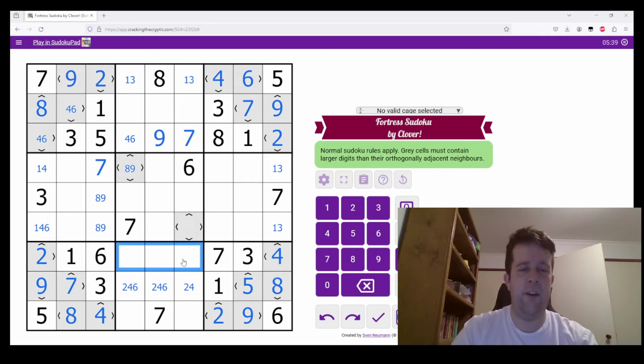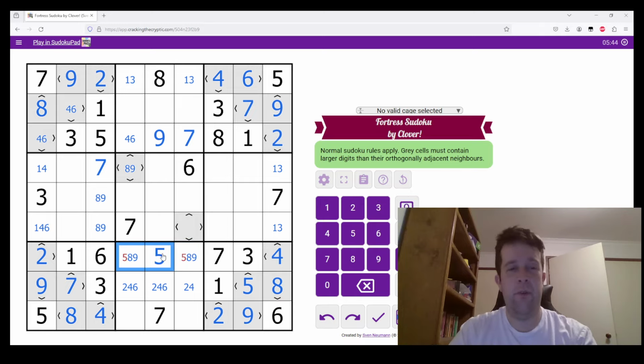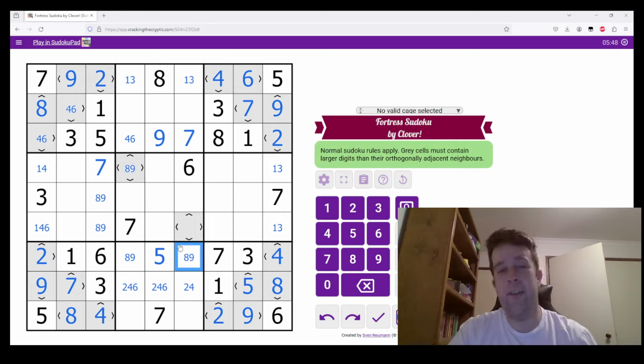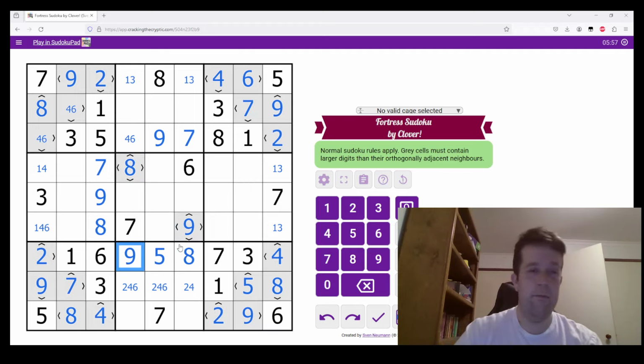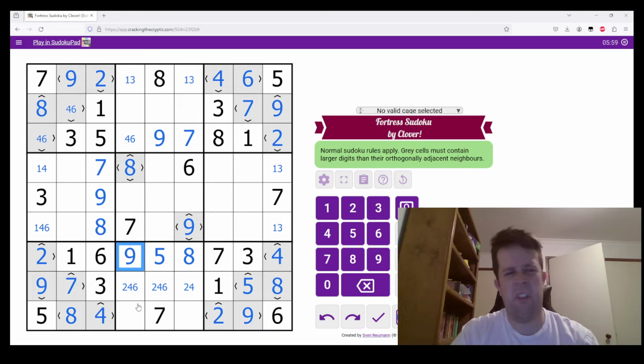This is a 5, 8, and a 9. Now, this has to be 5, which takes this out of here. Now, once again, this can't be a 9 because I can't put a 10 in a Sudoku. So this is 8, 9. That goes a long way sometimes. Now, these have to be 1 and 3.